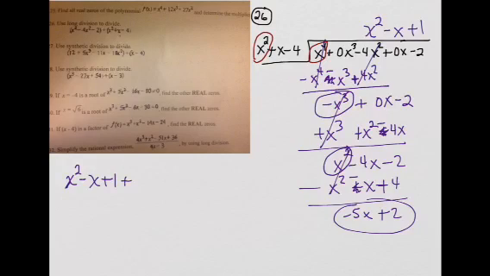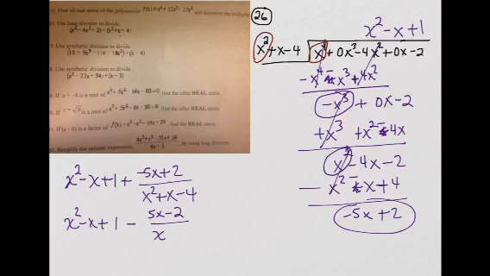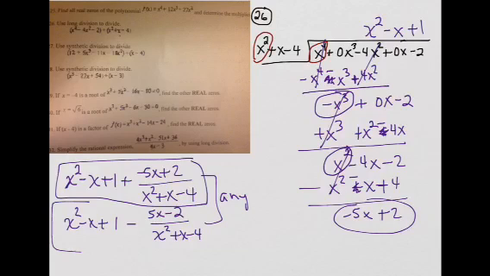Now you could put plus negative 5x plus 2 like this, or minus, but then you have to factor out a negative from the numerator, so you put that minus there, 5x minus 2. You have to be careful to do that. If you just put minus here and leave this plus, you're not going to get full credit because the answer is not the same. So any of these is fine. Okay, so you could either write your answer like this or like this.